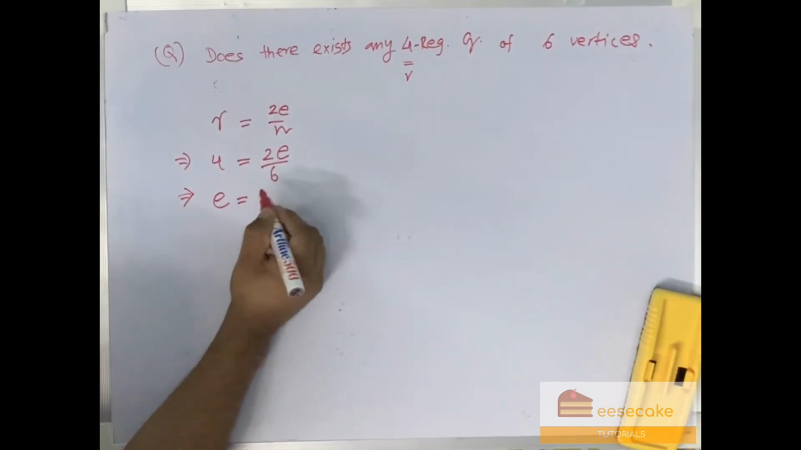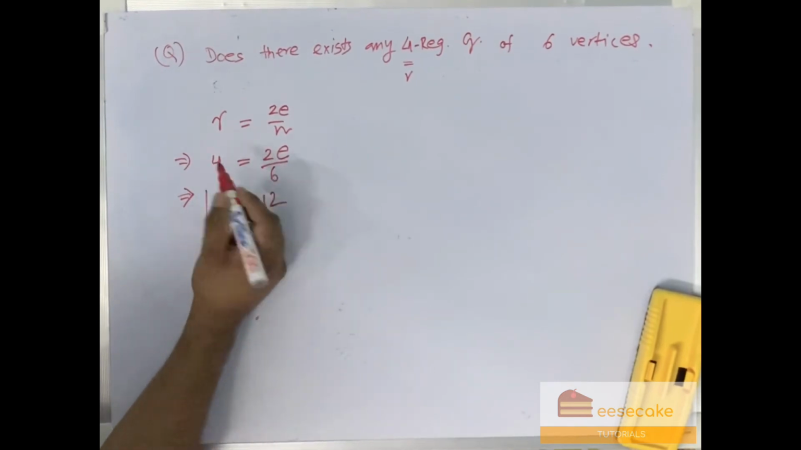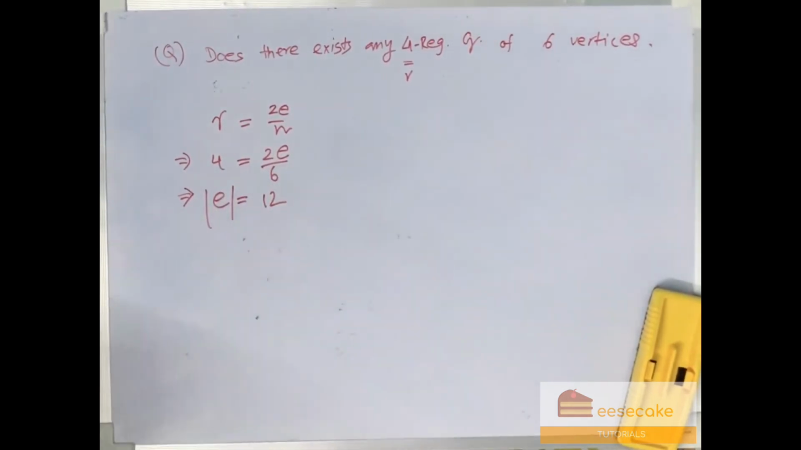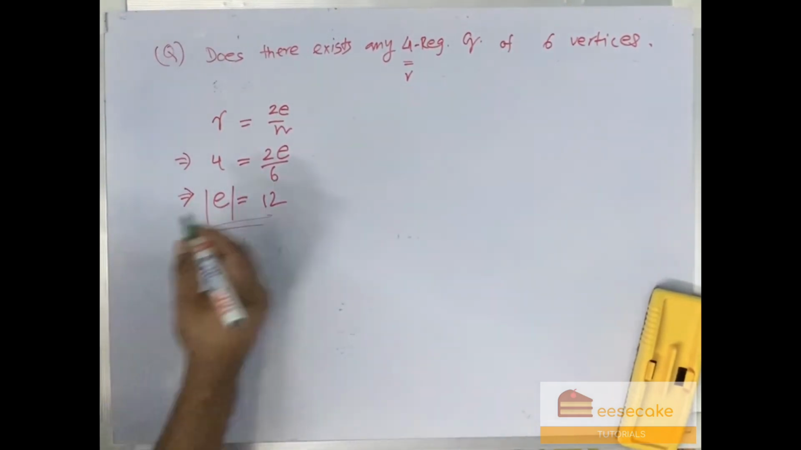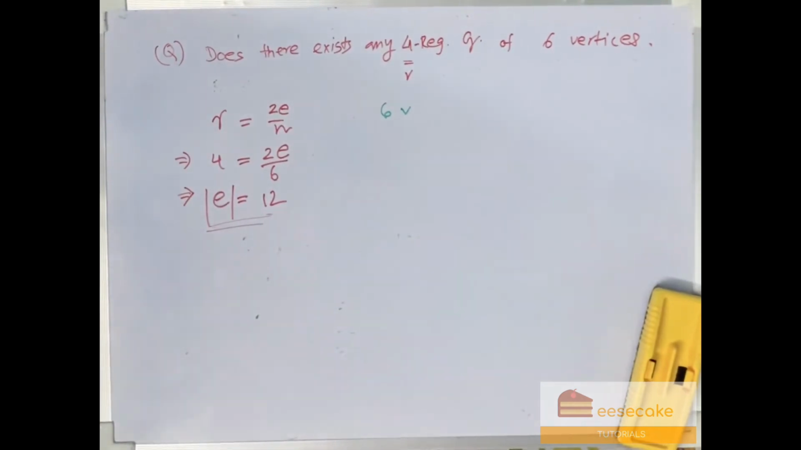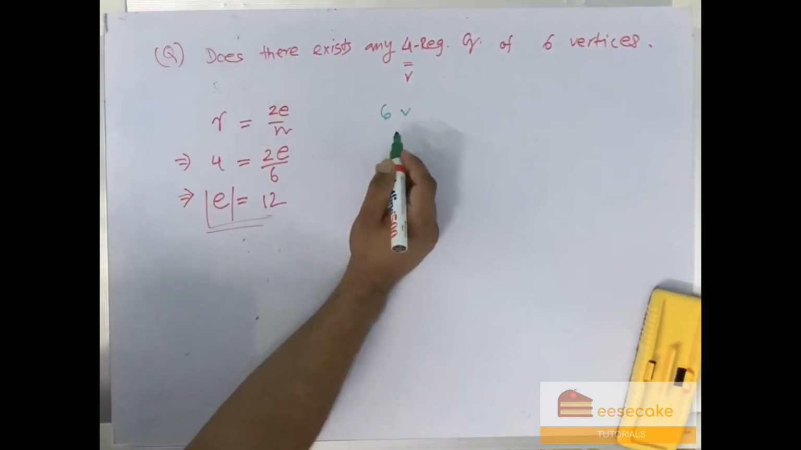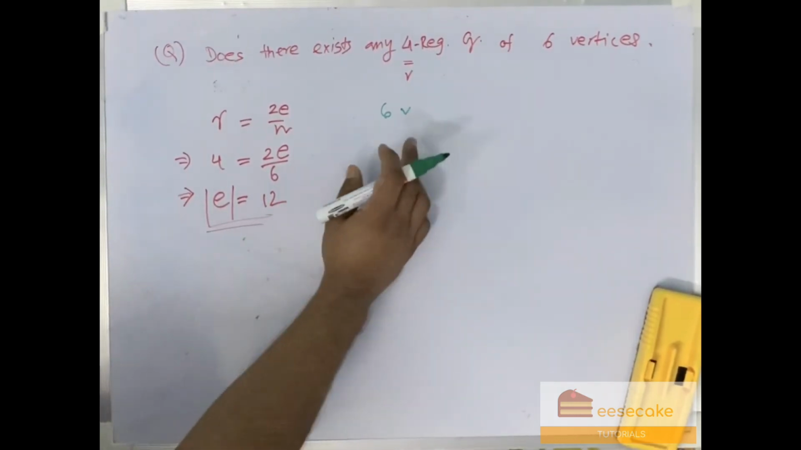So the value of e, the number of edges, will basically be 12. 6 into 4 is 24, by 2, so 12. So this is given 12. Total number of edges we find is 12. Now what we have to check is, given are 6 vertices, right? And I am achieving there are 12 edges. So is it possible to have 12 edges with 6 vertices?